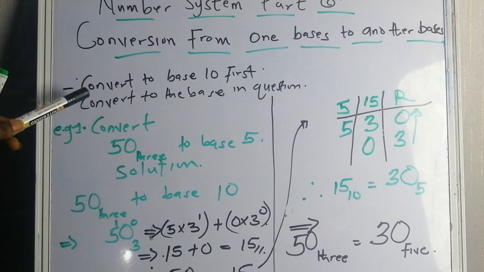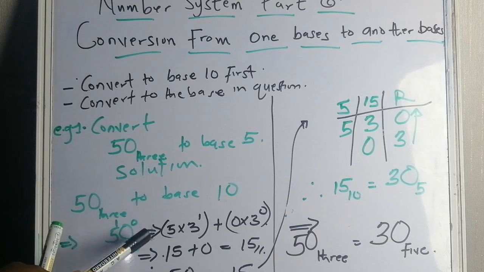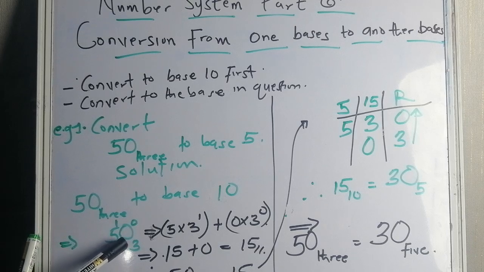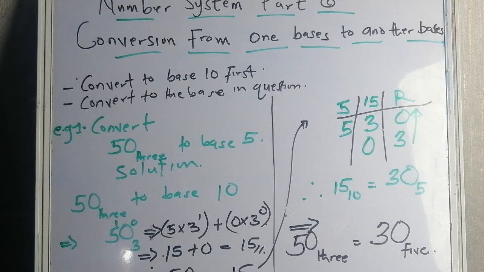What is the first condition? The first condition says that convert to base 10 first, which we've done here. Okay, 50 to base 10. Exactly. Place value. Don't forget 0, 1. How many figures? 2. 1, 2. So place value will be 0, 1. So that's 5 times 3 raised to power 1, 0 times 3 raised to power 0, which is what we've done here. So it means 50 in base 3 here is 15 in base 10.